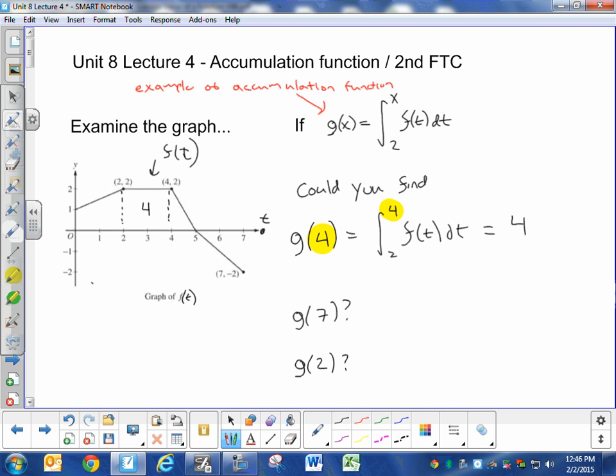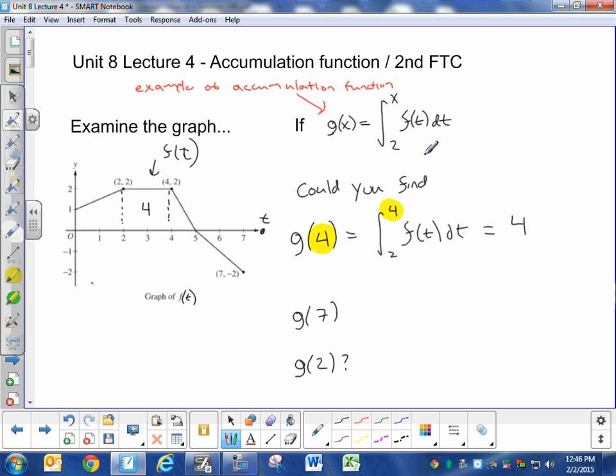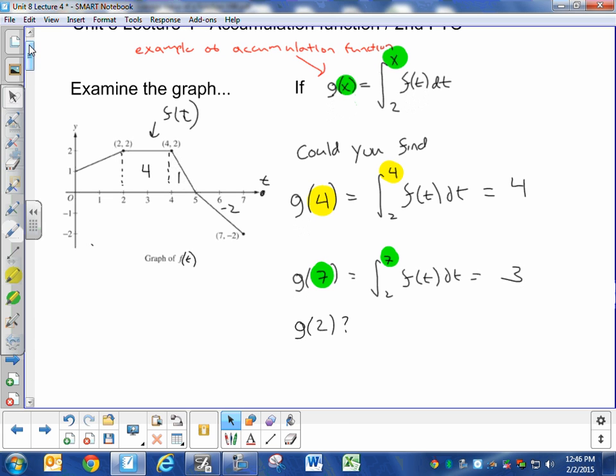Okay, we can do the same thing for G of 7 and G of 2. If I wanted to find G of 7, I would just replace 7 for X in this accumulation function. And then it'd be the area from 2 to 7 under F of T dt. 2 to 7, this is an area of 1. This is an area of -2, so 3. Notice 7 is where X is. X and X. And then finally, what would G of 2 be? 0, because it's the area from 2 to 2.